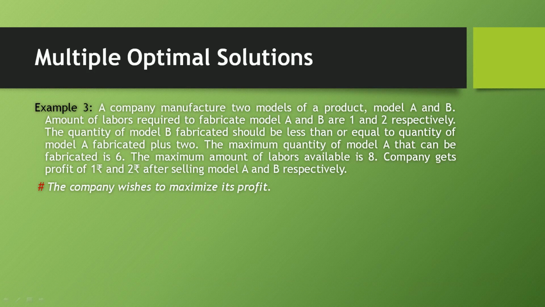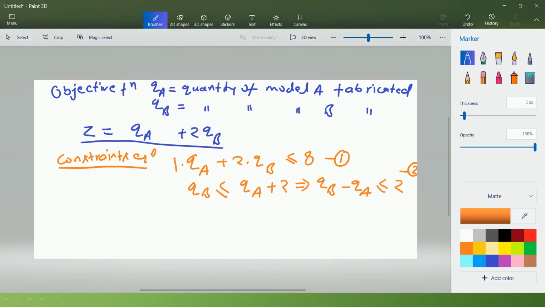Now the next condition which is given is the maximum quantity of model A that can be fabricated is 6. So QA should be less than or equal to 6. Okay, this is equation 3. So these three, this, this and this are constraint equations. Okay. Now we will solve these equations using graphical method.